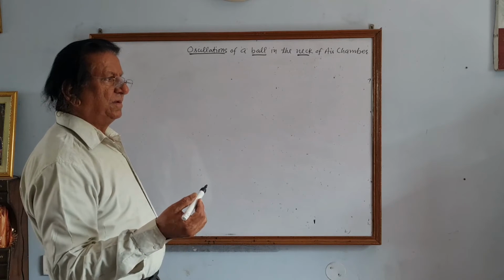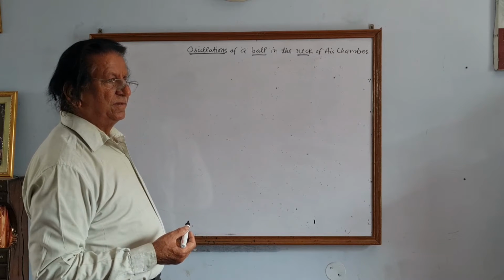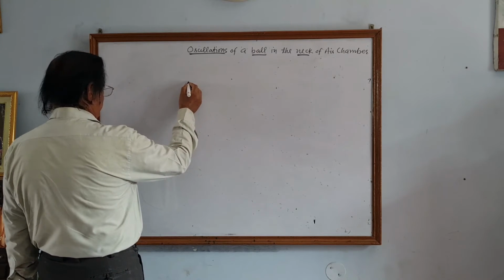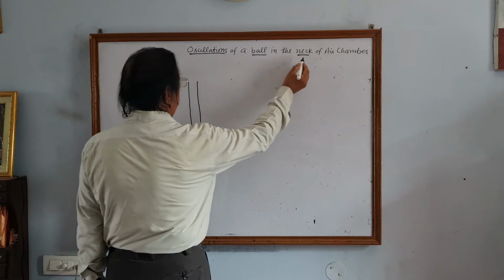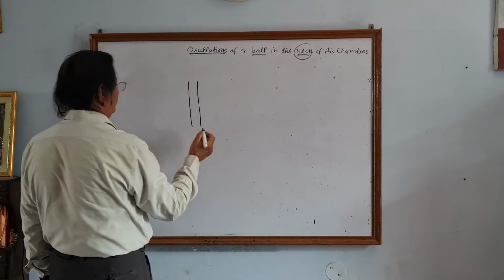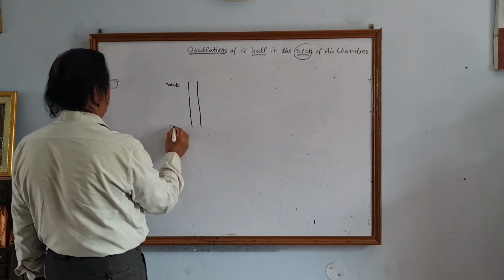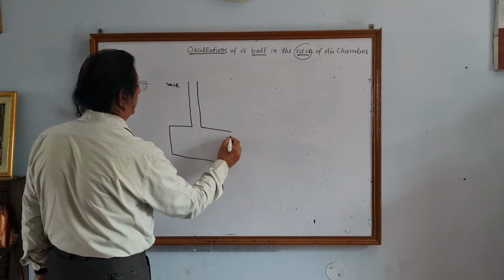You have already done 4-5 cases of linear oscillations. Look at this. This is the neck of a chamber. This is the neck. The air chamber may have any shape.